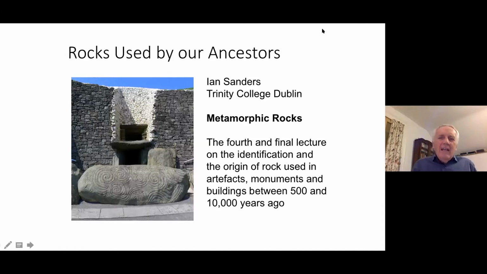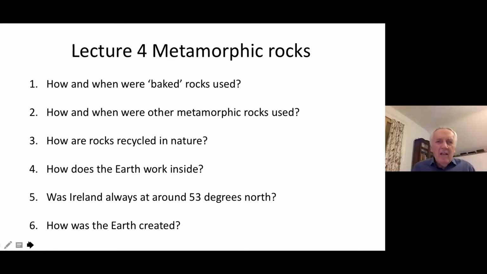Okay, so this is the fourth and final lecture on metamorphic rocks. Here are the questions I'm going to be addressing this evening, 6 of them. How and when were baked rocks used? The next one is how and when were other metamorphic rocks used? Thirdly, how are rocks recycled in nature? Fourth, how does the earth work inside? 5, was Ireland always at around 53 degrees north? And 6th, how was the earth created?